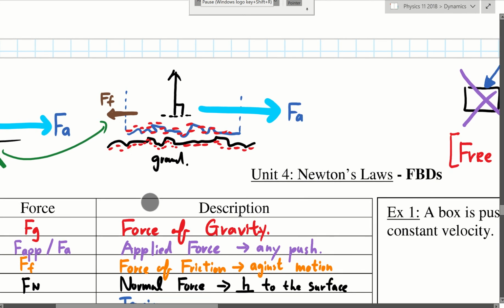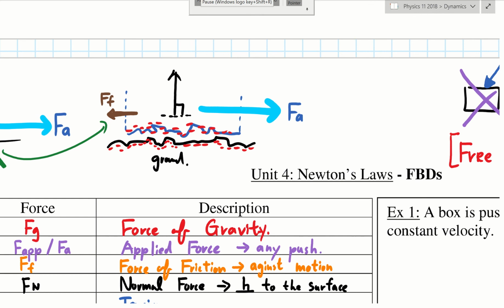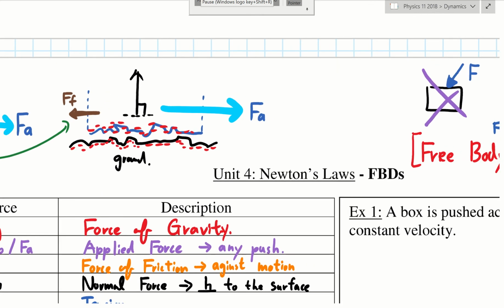Now then, how come ice has a minimum amount of friction? Ice doesn't have a lot of friction because ice is filling in those gaps.